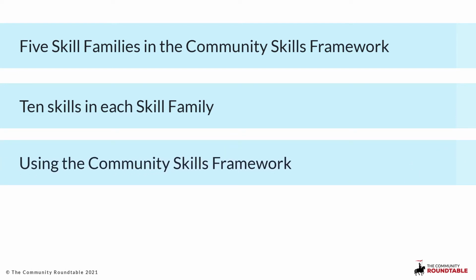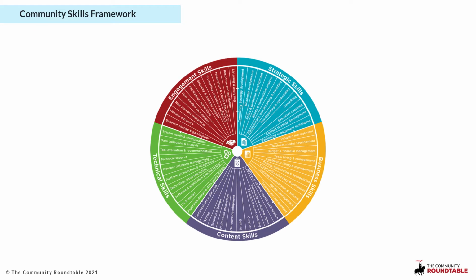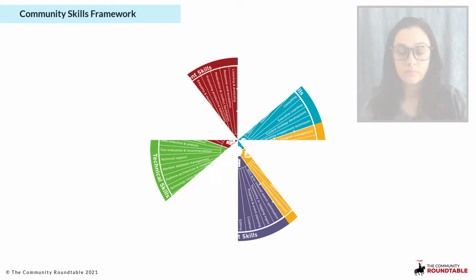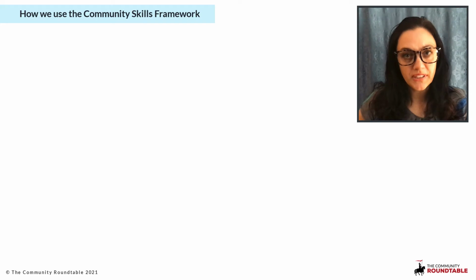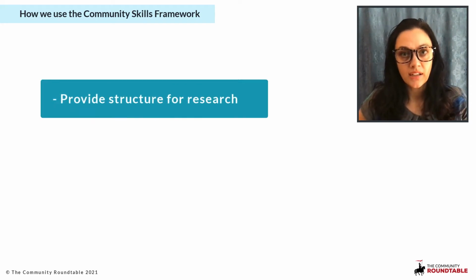We created the Community Skills Framework in 2014 to help community professionals frame the conversation with their stakeholders around the scope of community roles, talent priorities, and to identify strengths, weaknesses, and gaps on a community team. At the Community Roundtable, we use the Community Skills Framework to provide structure for our research and reporting, and to provide more information around specific roles in community management.